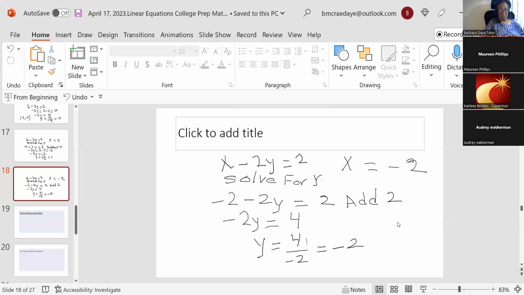Got it, Audrey? Is it clearer? We've got to look back for that paper. I've got to look for that sheet for those signs.